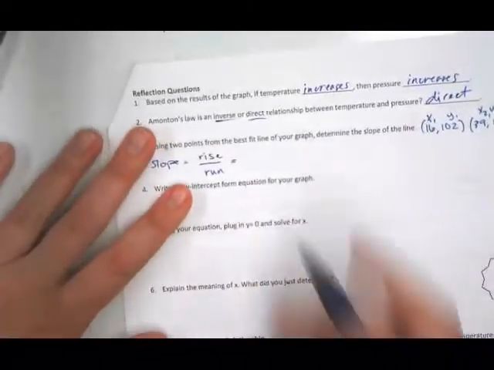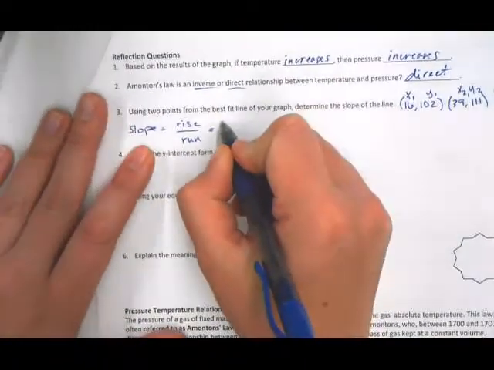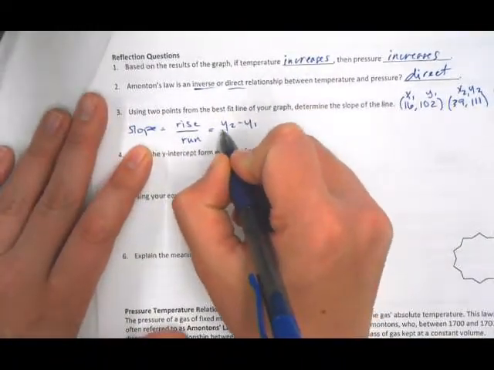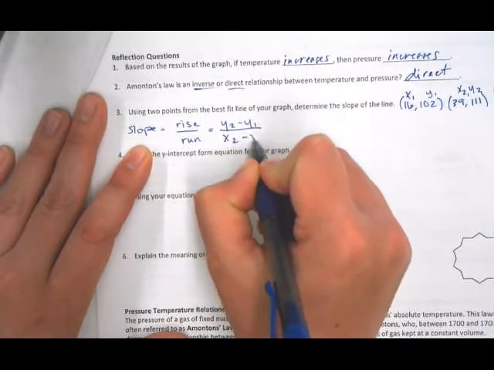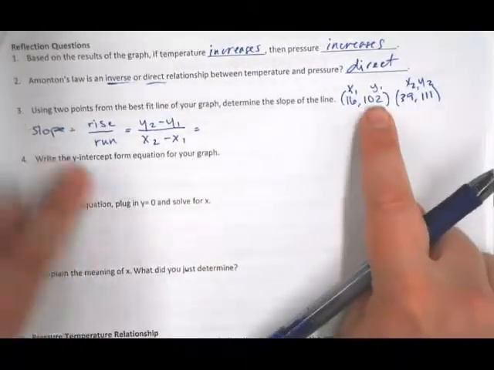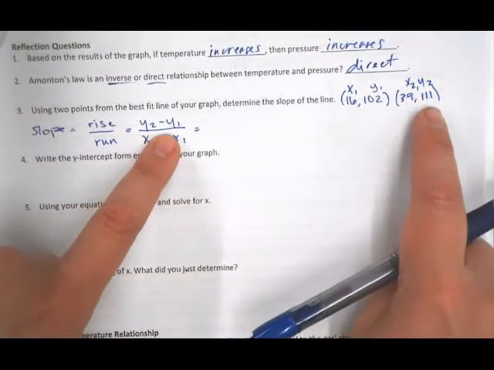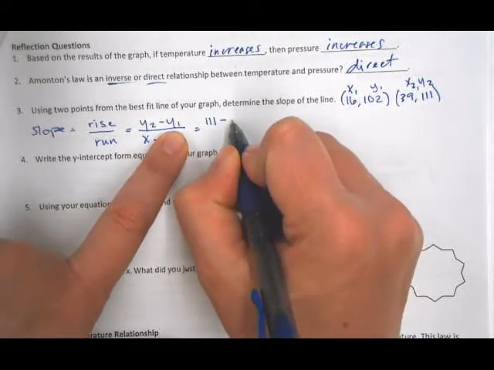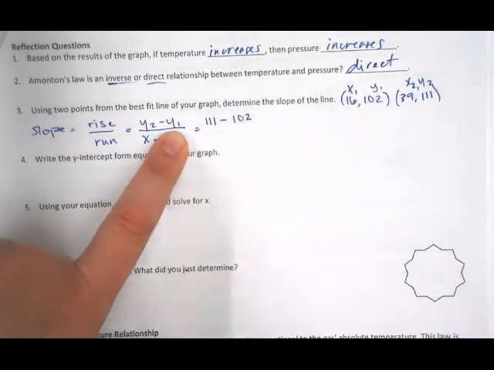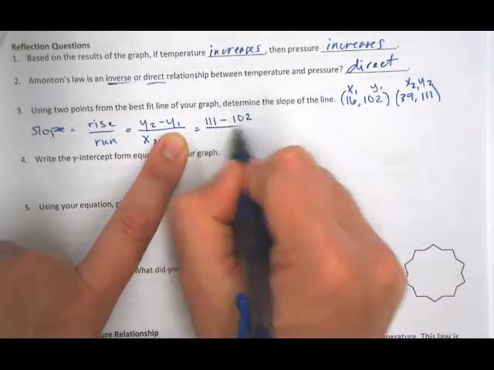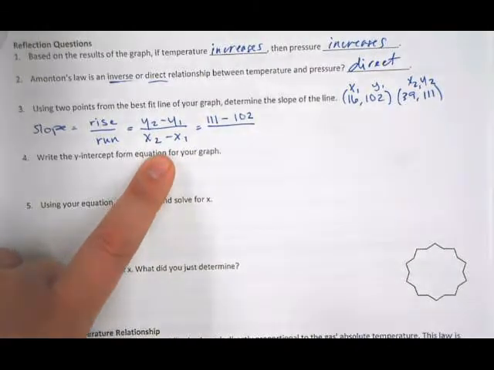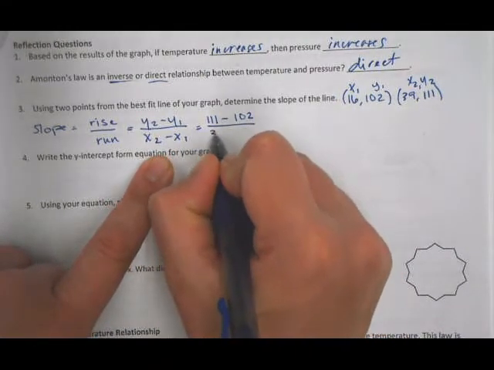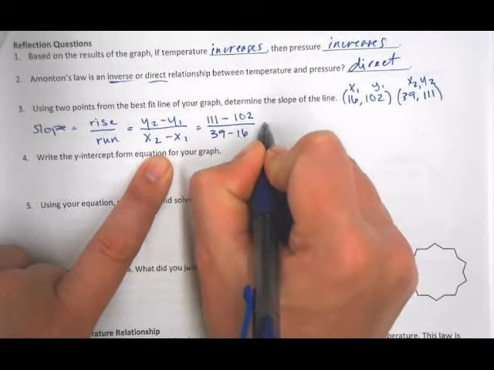So this is the equation for rise over run: y2 minus y1 over x2 minus x1. And now I utilize the numbers I had here to substitute in. So my y2, my higher one, was 111, minus the lower y coordinate, 102, so that was the y part. And going across, the x's changed from 39 to 16.